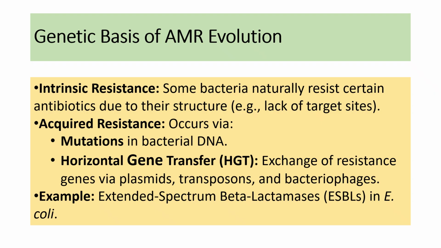The genetic basis for AMR evolution is intrinsic resistance. That means some bacteria naturally resist certain antibiotics due to their structure. The second phenomenon is acquired resistance. That means an organism acquires resistance via mutation or horizontal gene transfer. Horizontal gene transfer means exchange of resistance genes via plasmids, transposons, and bacteriophages.